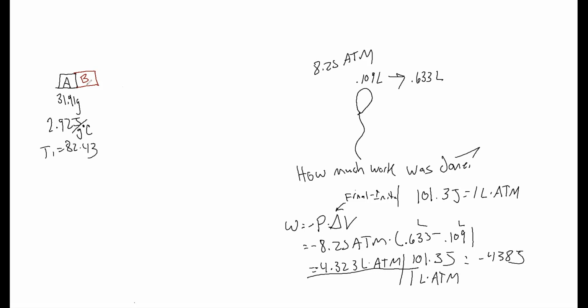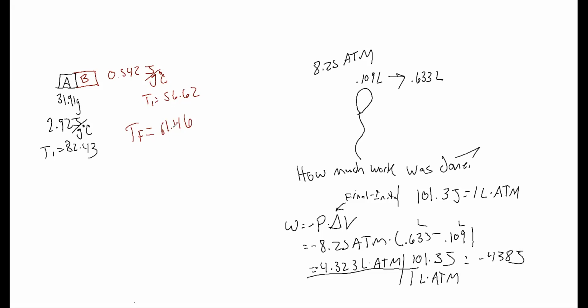And metal B has a heat capacity of 0.542 joules per gram centigrade. Temperature initial is 56.62. And the final temperature for these two metals is 61.46.